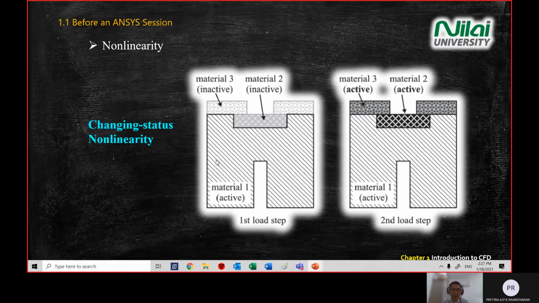Another one is this diagram that you see on the screen here, which is more on a manufacturing simulation where you do, for example, soldering or machining. You want to simulate what happened in the machining process, for example. So you have three materials here. The one that I show on the screen here is you have material one in active mode. So you simulate the load on material one, and then you hide material two and three in the first process. In the second process, when the second load comes into place, then you activate material two and three in the simulation. So these are the things that you need to consider in your simulation analysis. Okay.